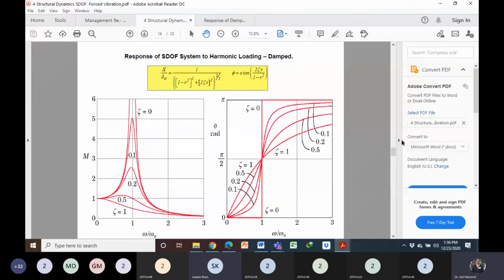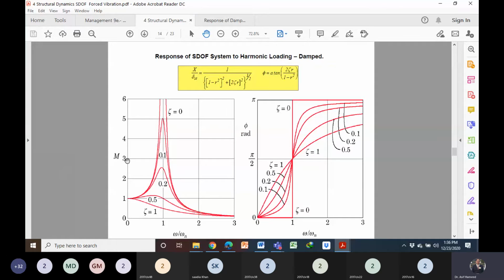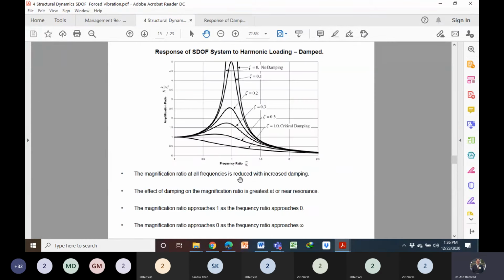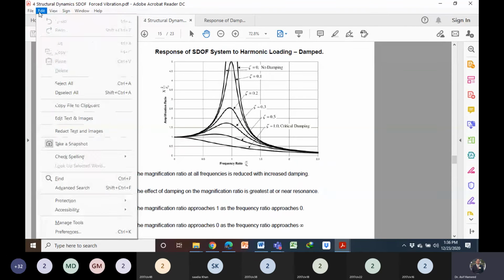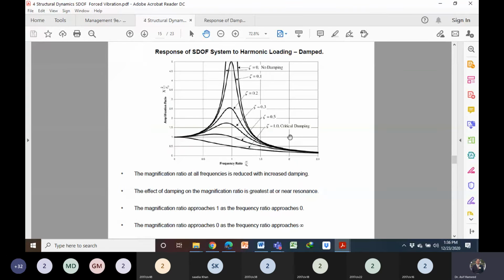Okay. Then we have to discuss how the damping ratio, the amplification factor and the phase angle vary with the change in the frequency ratio and the damping ratio. These are the graphs, and we will discuss these two graphs one by one. First graph is very important. Try to understand.